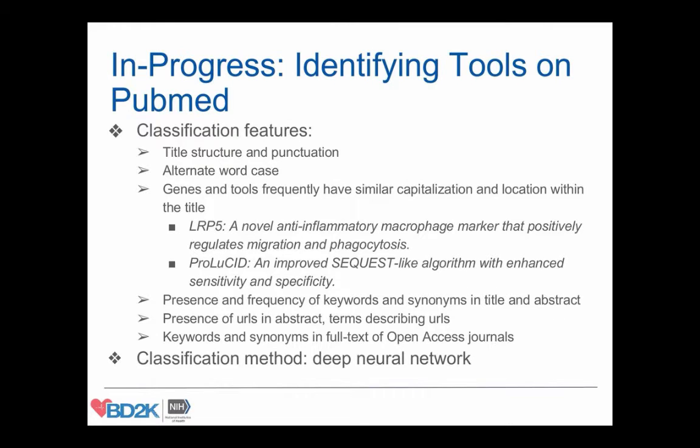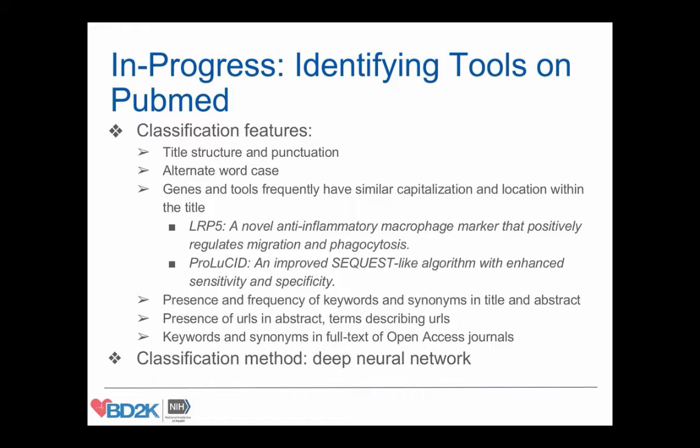So the type of classification features we use for these publications, we look at the title structure and punctuation, the presence of words with an alternate word case, that is either all caps or a mixed case, or including a lot of numbers in the word string. So some examples here, you can see a gene and a tool. They frequently have the same capitalization structure, the same presence of numerals inside the word, and they have the same sentence structure in the title of an article. So these could easily be confused.